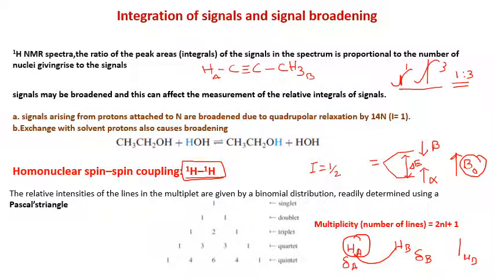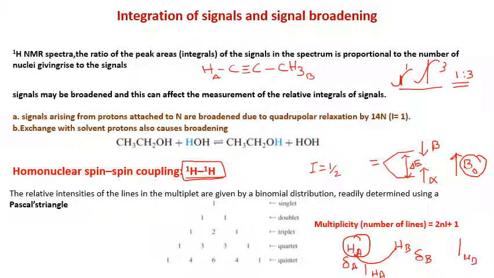Similarly, if HA cannot experience the different spin states, the different spin levels of HB, it will also give a single line spectrum in the NMR. For HA, you will get a single line proton NMR spectrum.